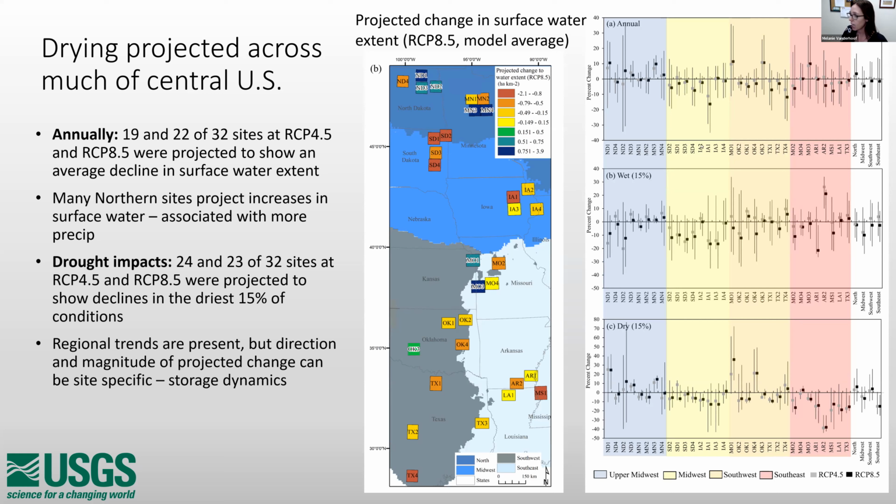And we also looked at the wettest 15% and the driest 15%. The patterns were most consistent for the driest 15%, and right around 24 and 23 of the 32 sites are projected to show declines in that driest 15%. And that essentially means that the impacts of a drought on surface water will become exacerbated. The impact of drought will become worse than it currently is.